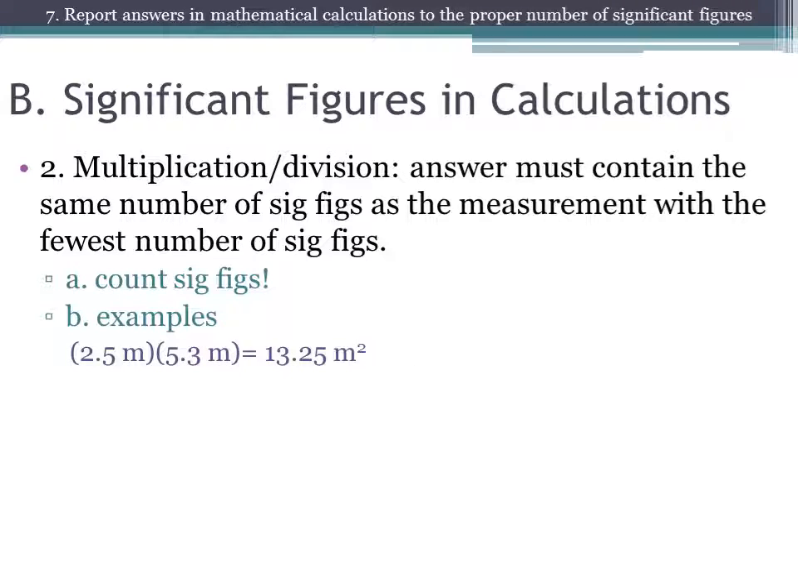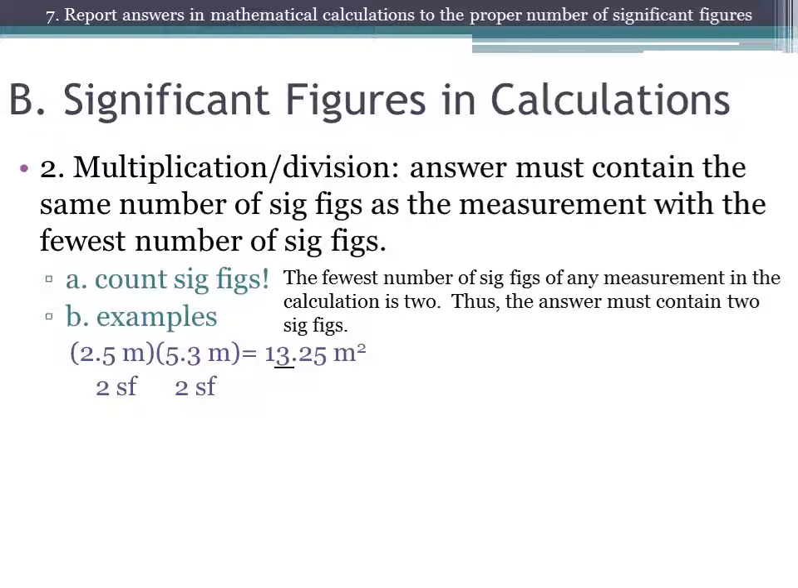Another example, 2.5 meters times 5.3 meters. Calculator is going to tell you 13.25 meters squared. Both of these measurements have 2 sig figs in them, so I will keep 2 sig figs in my answer as that is the fewest number. In this case, that second sig fig is in the ones place, so I start counting from the left, 1, 2, 2 sig figs. I look to the next digit. In this case, it's less than 5. So I will round down, 13 meters squared.